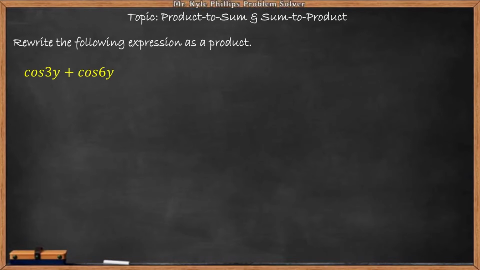Hey everybody. So in this video, we are talking about product to sum and sum to product identities. So they want us to rewrite the following expression as a product. So here we have this addition problem and they want us to rewrite it as a multiplication problem.